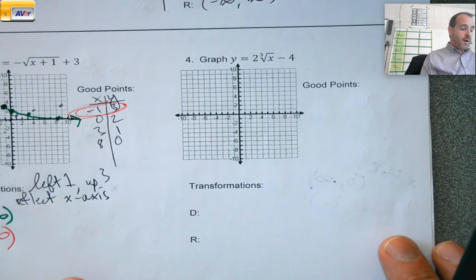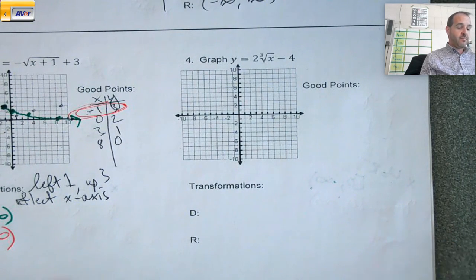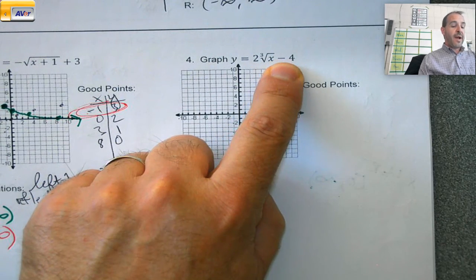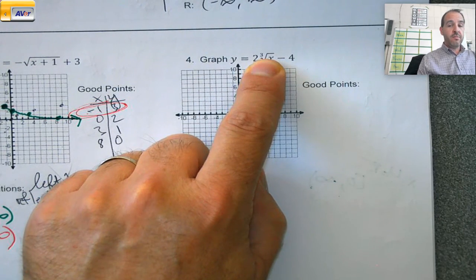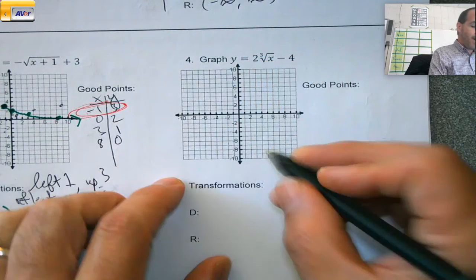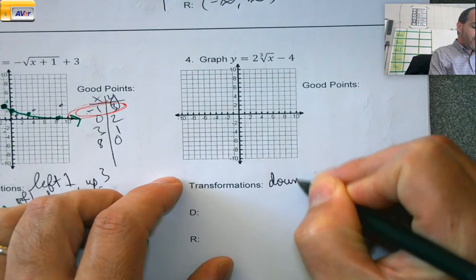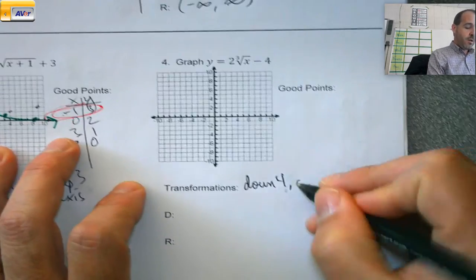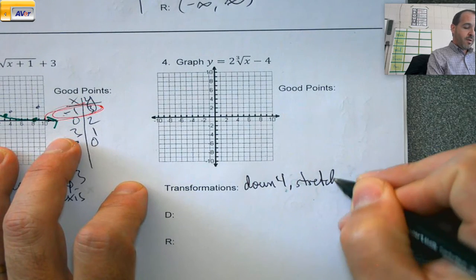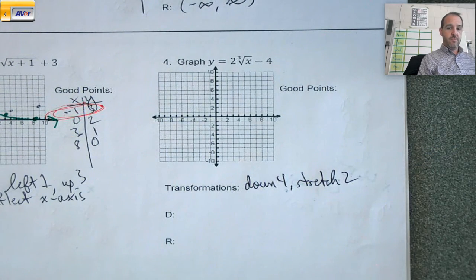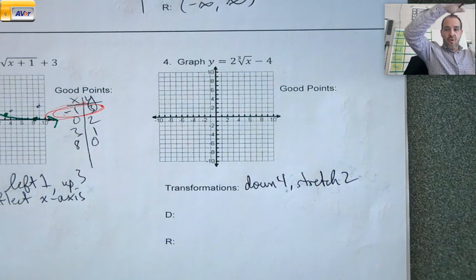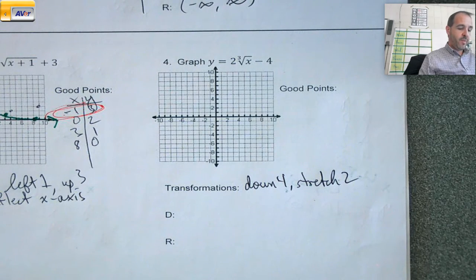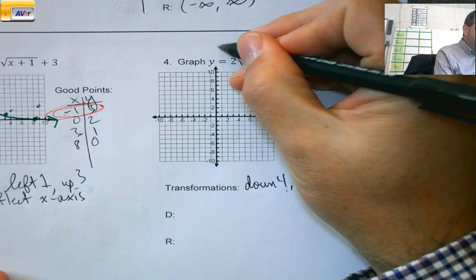Now on 4, again, transformations. Be careful. The -4 is outside the radical. That's not a left-right. That's an up-down shift. So down 4. We're stretching it by 2. Okay, it's going to stretch more than it normally would. So again, I would suggest, and we're going to write this out this time.